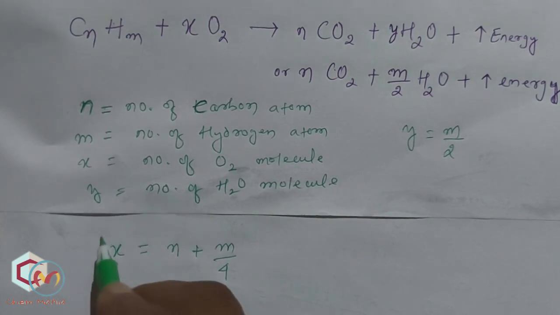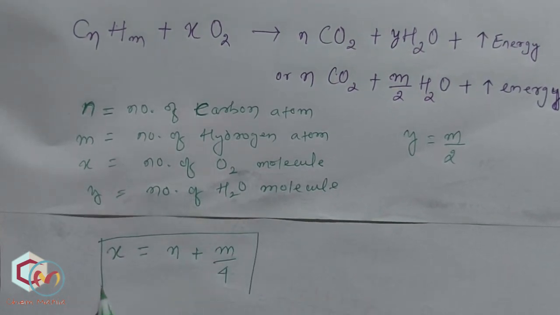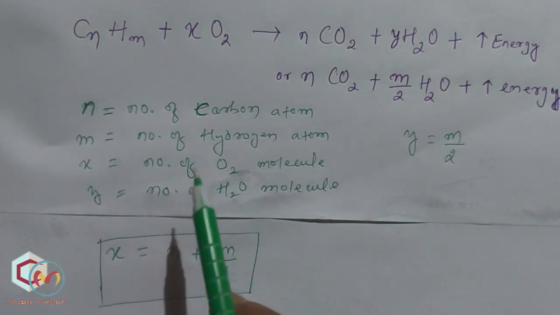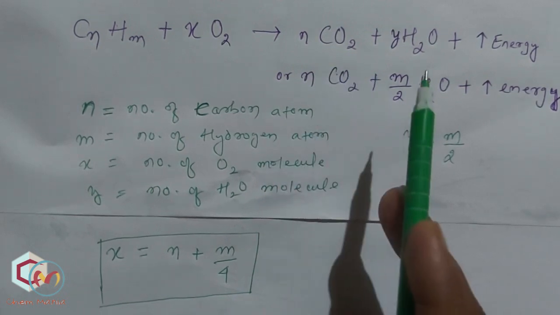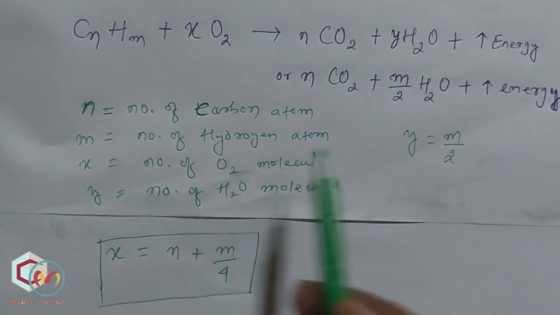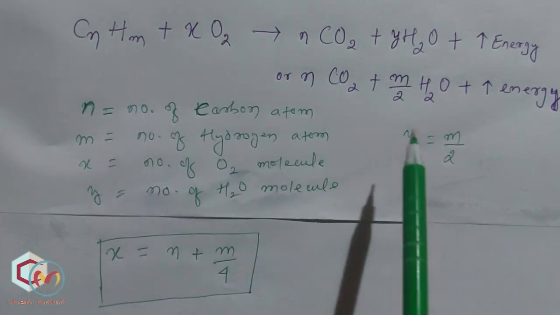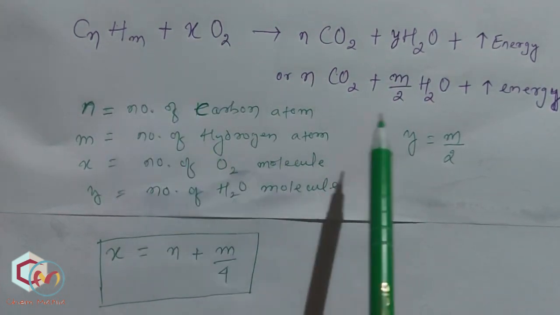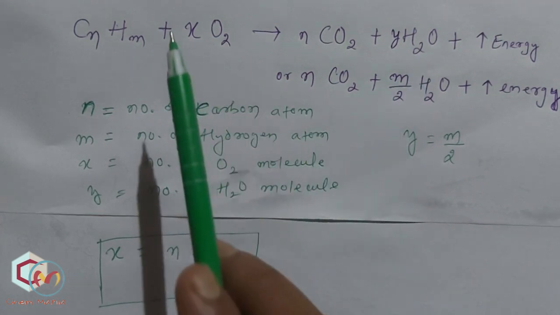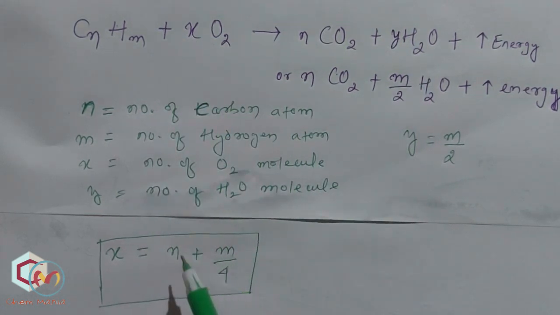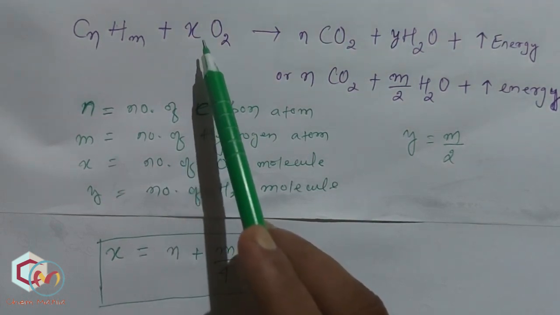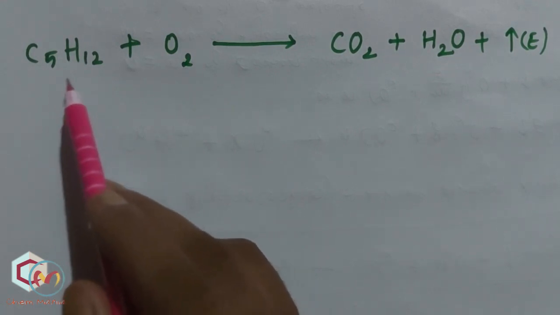So this is the formula to calculate the number of oxygen molecules which will react with the hydrocarbon to form CO2 plus water. And this is the formula for y, that is m by 2, the number of hydrogen atoms divided by 2. And x is equal to n plus m by 4, where n is the number of carbon atoms plus m, the number of hydrogen atoms, divided by 4. If you add this you will get the value of x. So now this is one example of an alkane.